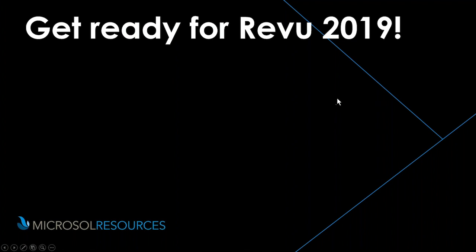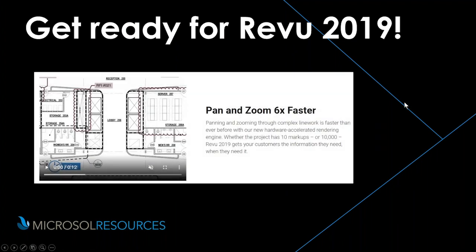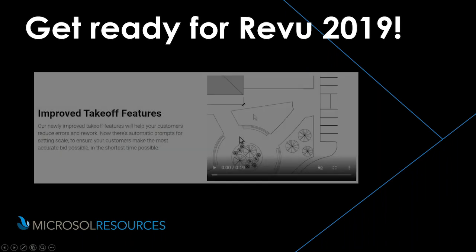One of those new features is going to be panning and zooming. So they are improving the speed on that, and they're, again, claiming that you are going to be able to be at least 6 times faster. And on the website that has this information, there is a 12-second video showing you that.